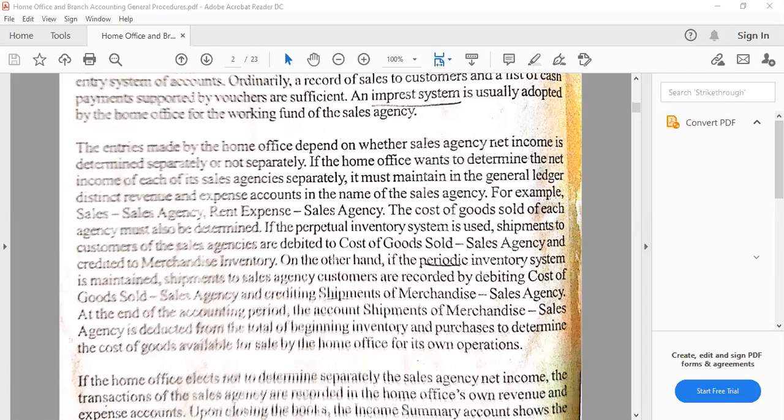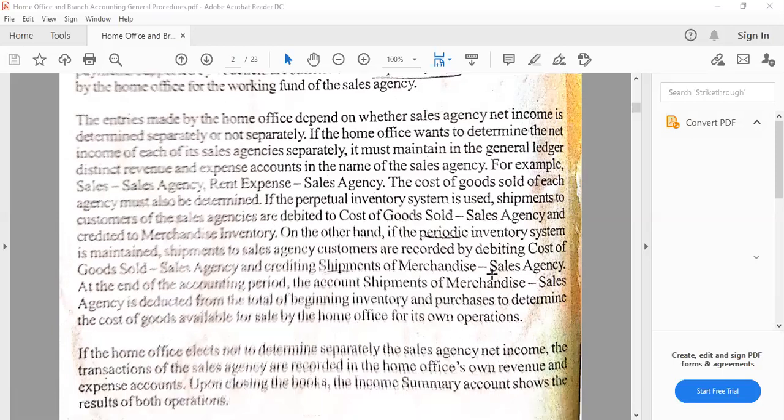In fact, another example will be for the cost of goods sold: cost of goods sold slash sales agency and credit merchandise inventory. This is for the perpetual inventory system. For periodic, credit shipments of merchandise, dash sales agency, which is somewhat ironic because remember we said in Accounting 1 that if we use the periodic inventory system, normally we do not journalize the second entry after the sale, which is the reflection of the cost of sale. Normally we do not do that. However, this is advanced accounting, so we just have to respect this point of view.